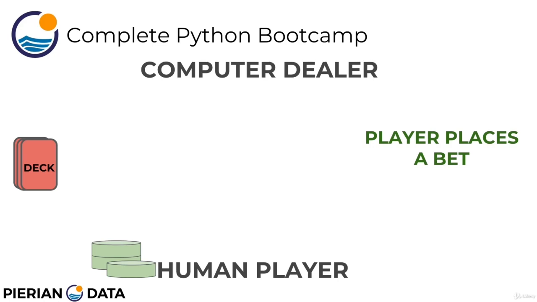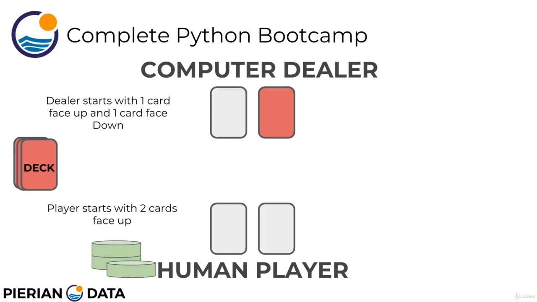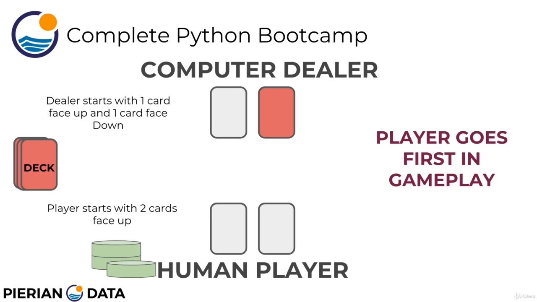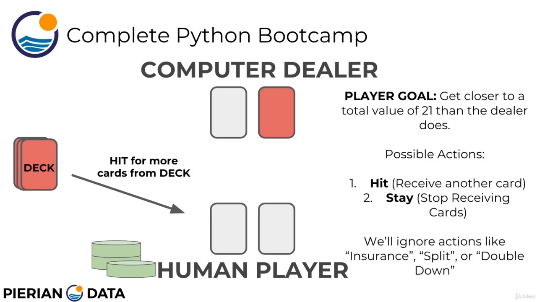From that bankroll, the human player is going to place a bet, indicating whether or not they think they're going to win this set of hands. Then the player starts with 2 cards face up, and the dealer starts with 1 card face up and 1 card face down. The player goes first, and the player's goal is to get closer to a total value of 21 than the dealer does. The total value is just the sum of the current face-up cards that the human player has.